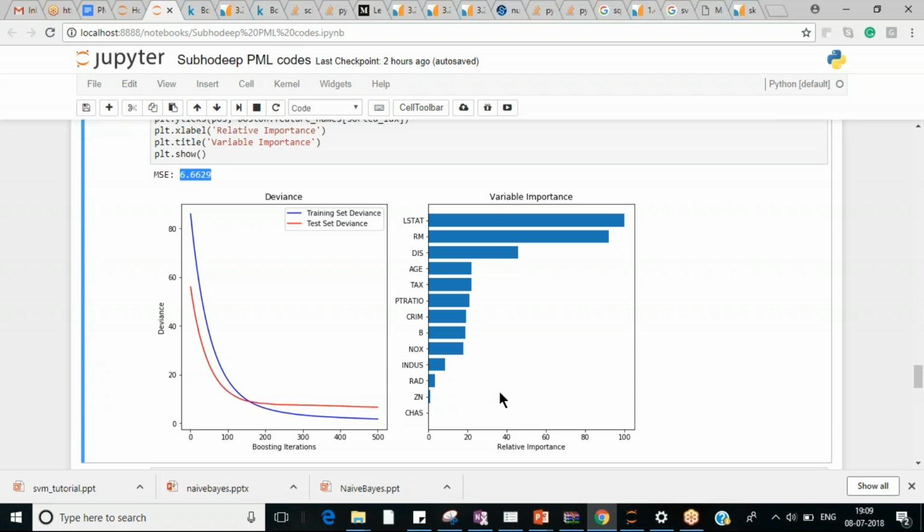Okay, and this is your variable importance plot. So you see which variables are important according to their relative importance. According to their importance, they are being ranked here. So if you want to take the top 5 variables, you can take them from here.